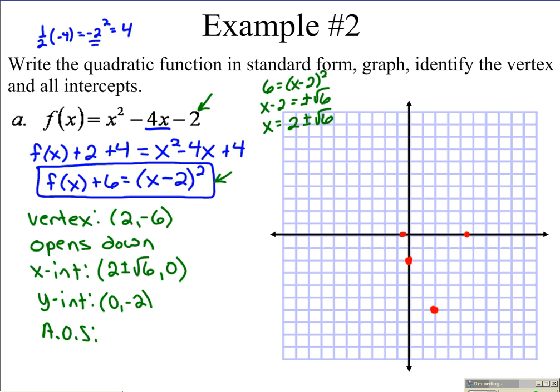Because the vertex is here and it's opening up, we know right away there's our axis of symmetry. So let's go ahead and mark that at x equals 2. We also can plot another point on the other side here. If this is the axis of symmetry, that means we have to have a mirror point on the other side right here. There's 5 good points for us to sketch our parabola.